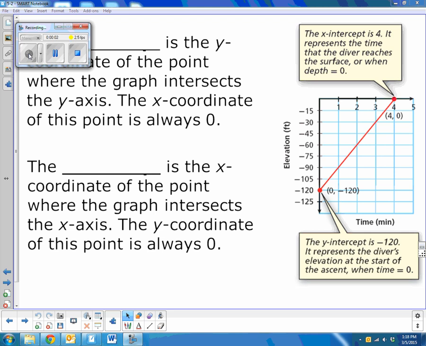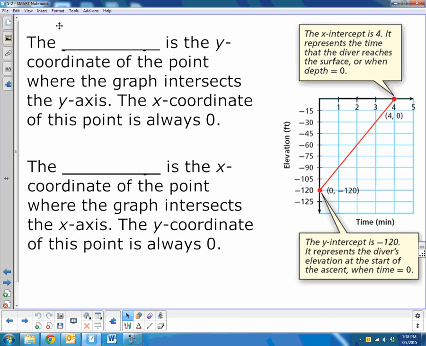All right, we're looking at linear functions, and we want to know some information about these linear functions. We know it's linear, so what? Let's figure some information out about that. Some of the information that we can pull from these linear graphs is what's called the x-intercept and the y-intercept.